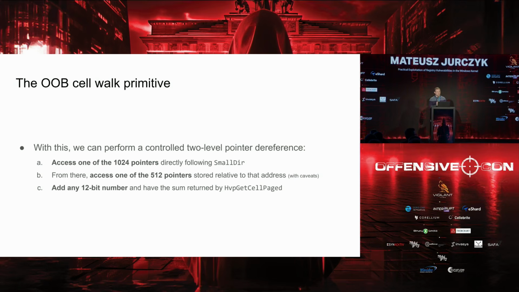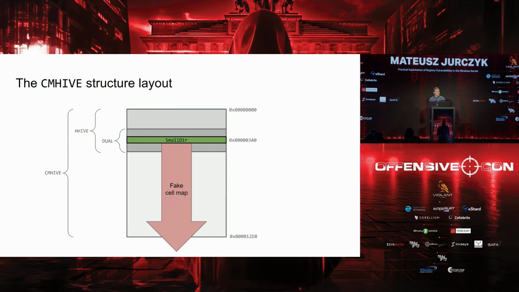And it means that we can basically perform a controlled two-level pointer dereference. So we can access one of the 1024 pointers directly following small dir. From there, we can again reference one of the 512 pointers relative to that address, and then we can add any 12-bit number and have all of that returned as the pointer to the cell by HvpGetCellPaged. And the structure layout in all of this is shown here.